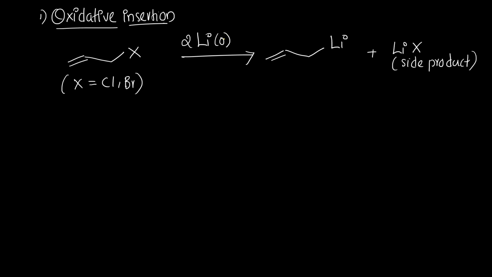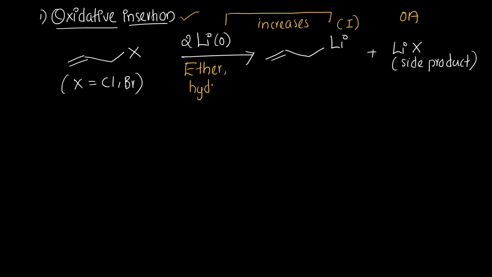If you see the oxidation state, here the lithium is in zero oxidation state. Now the lithium becomes +1 oxidation state. That means the oxidation number increases. That's why this process is called oxidative insertion, or we can also call it oxidative addition. And regarding the solvent, we can use the ether-based solvents like our Grignard reagent, but we can also use hydrocarbon solvents like hexanes, or you can even use pentane.